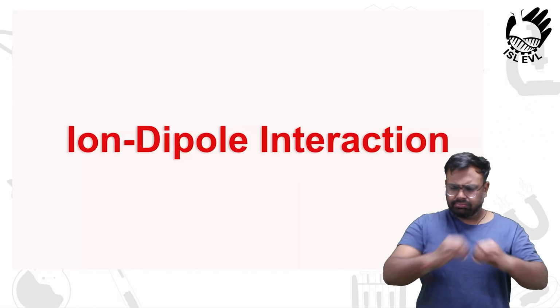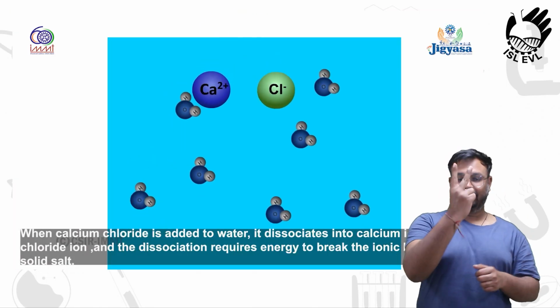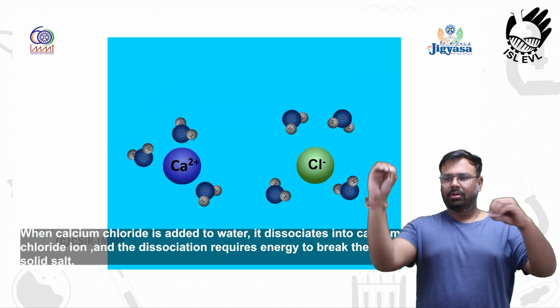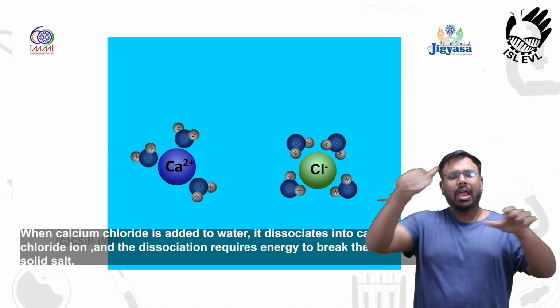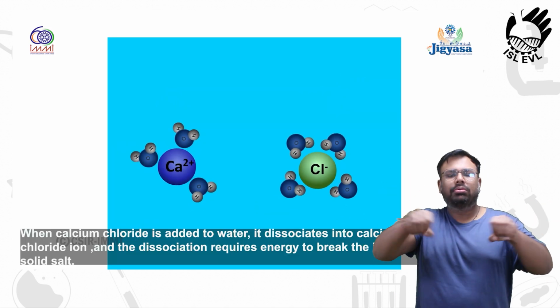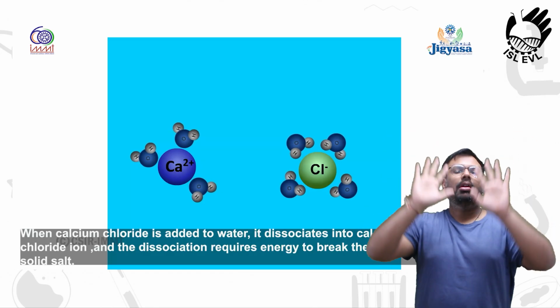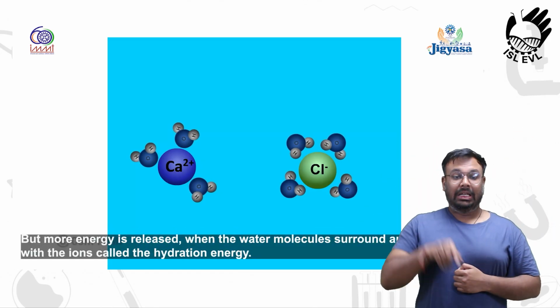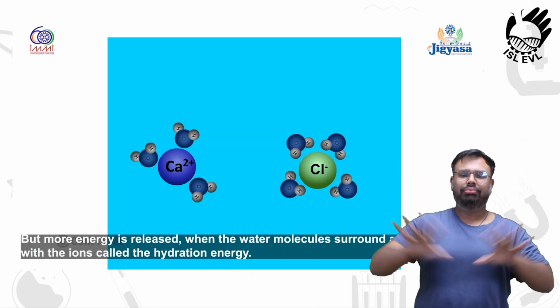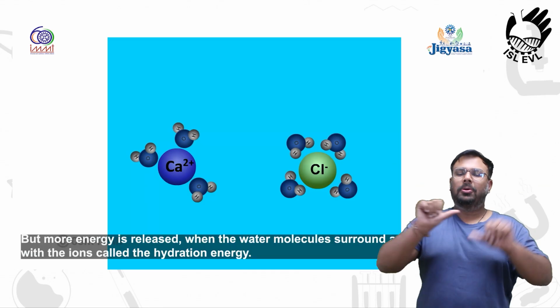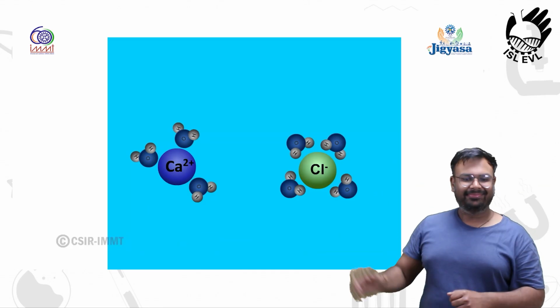Ion dipole interaction. When calcium chloride is added to water, it dissociates into calcium ion and chloride ion. The dissociation requires energy to break the ionic bond in the solid salt, but more energy is released when the water molecules surround and interact with the ions, called the hydration energy.